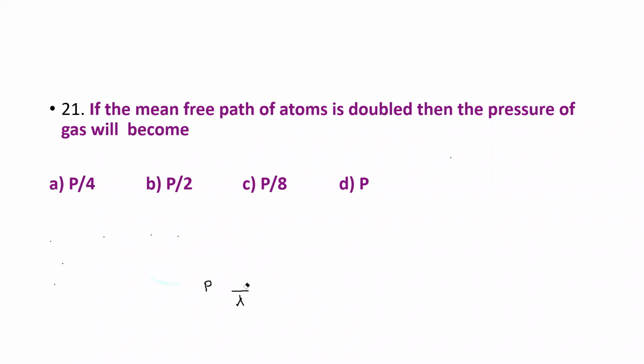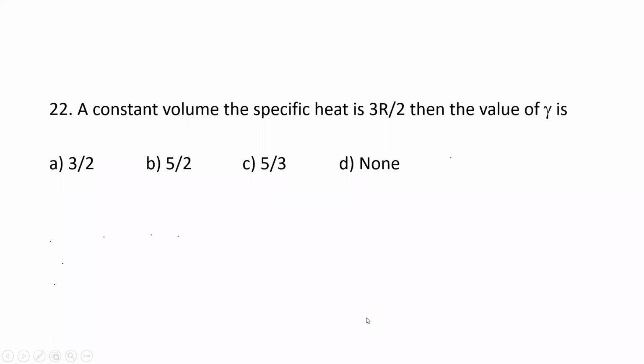Okay. Next question. At constant volume, the specific heat is given by 3R by 2, then the value of gamma will be.